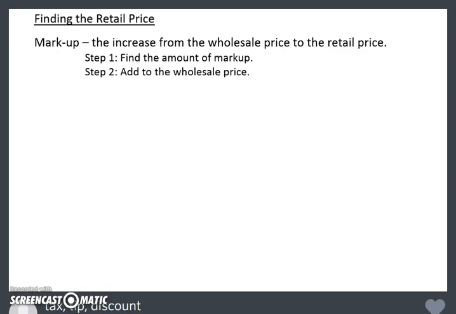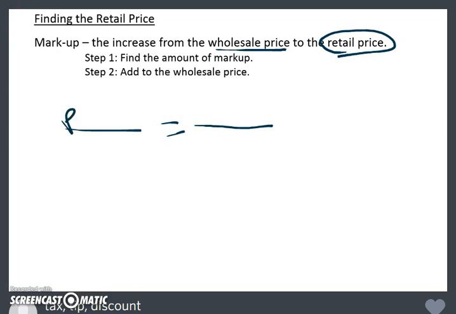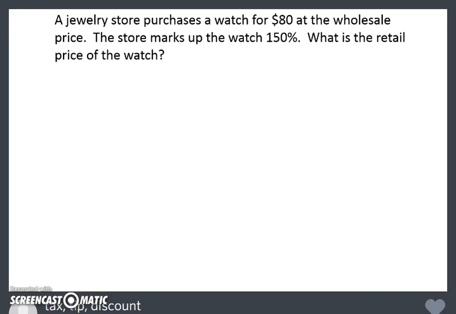So finding the markup is the increase from the wholesale price. So basically a store will purchase something at a lower price, and then in order to make money, they're going to mark up the cost. So they're going to add money to the wholesale price to be able to get what we call the retail price. To find the amount of markup, we're going to continue and use the percent proportion, which is part over whole equals percent over 100.